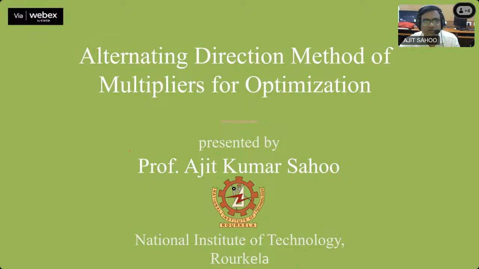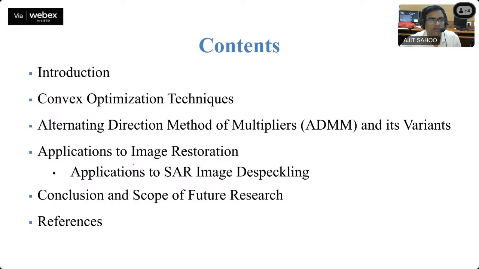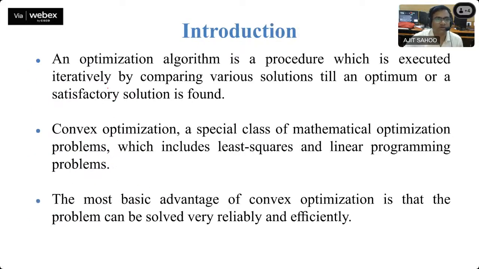Good afternoon to all of you. So my presentation will be on the alternating direction method of multipliers for optimization: introduction, convex optimization techniques, the alternating direction method of multipliers, then we'll go for one application. An optimization algorithm is a procedure which is executed iteratively by comparing various solutions till an optimum or a satisfactory solution is found. Nowadays, almost all optimization algorithms are not in closed form. We have to go iteratively to find the final solution.